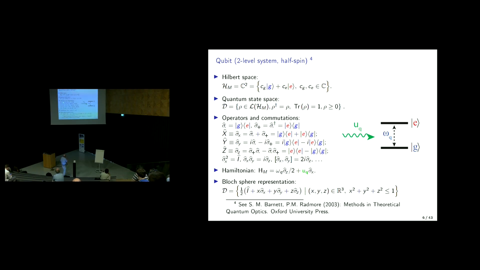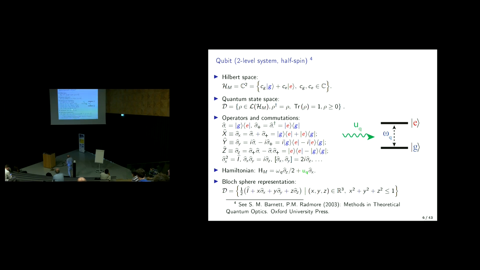You go from E to G, and if you apply sigma minus to G, you obtain 0, nothing. So it is the disexcitation. And the Hermitian conjugate is the excitation, and so on. And with this operator, in fact, you obtain all what is called the Pauli operators. They are always operators that do not commute, and you have the commutation rules, and so on.